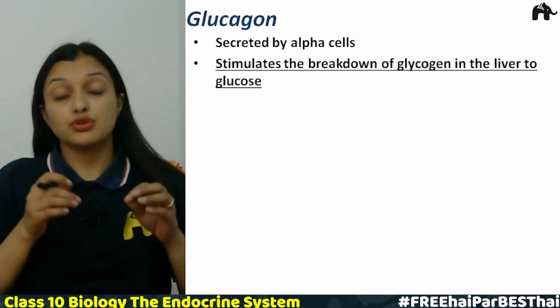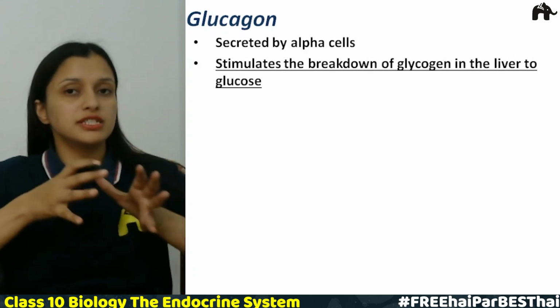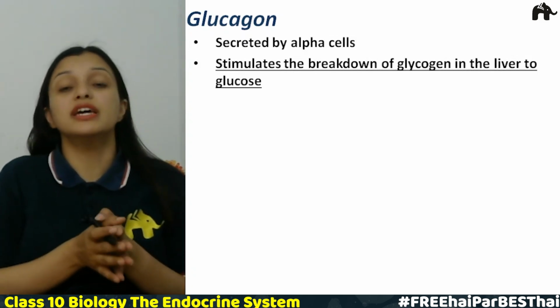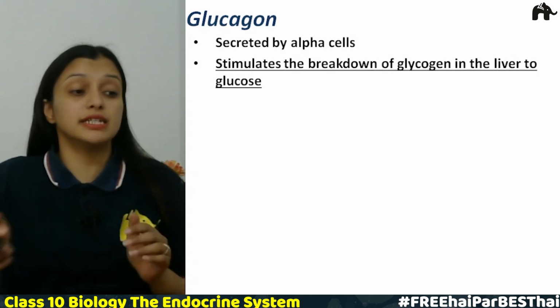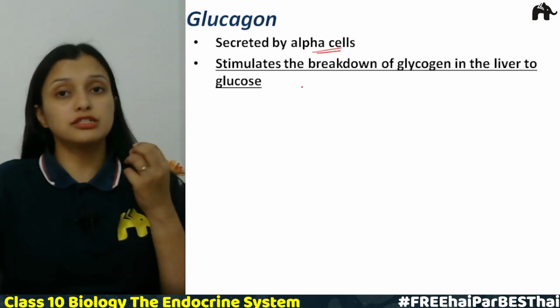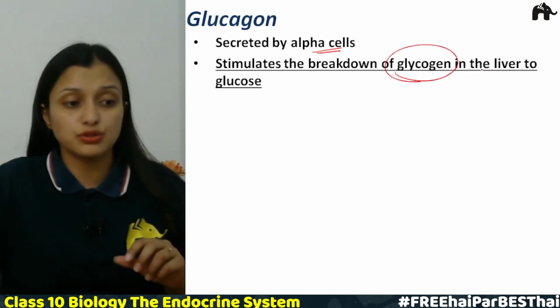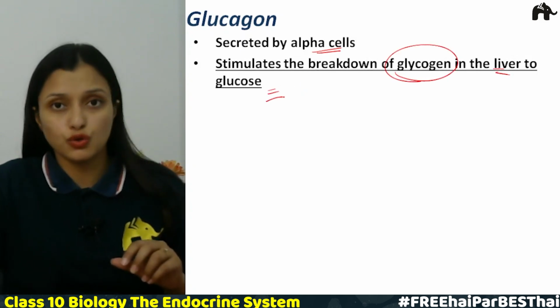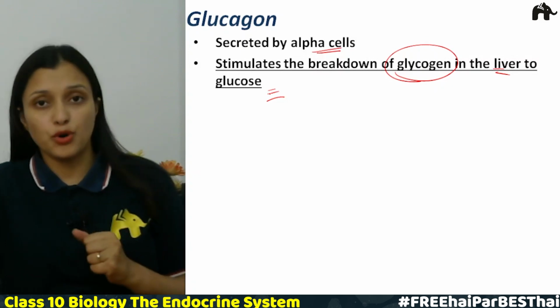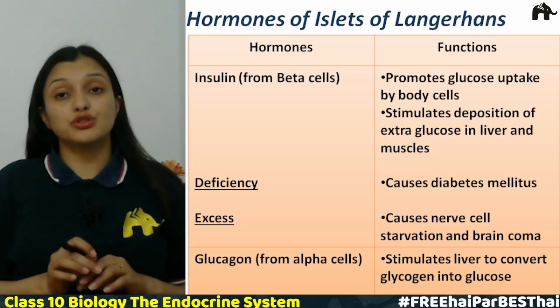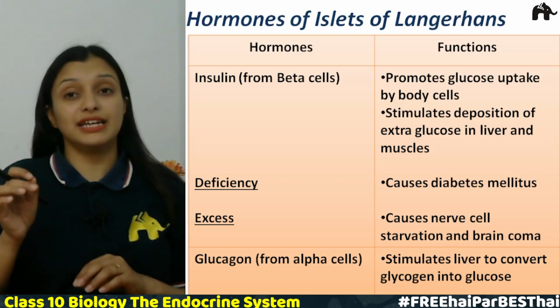Now the glucagon. As insulin was secreted by the beta cells, glucagon is a secretion of the pancreas which is secreted by alpha cells. It stimulates the breakdown of glycogen in the liver to form glucose. Okay, so this is the function of glucagon in our body. So let us now talk about the hormones of the islets of Langerhans.